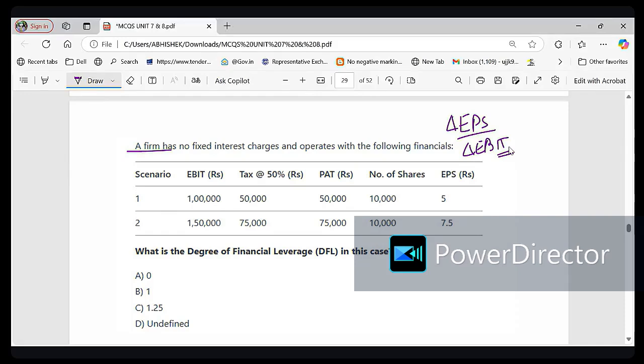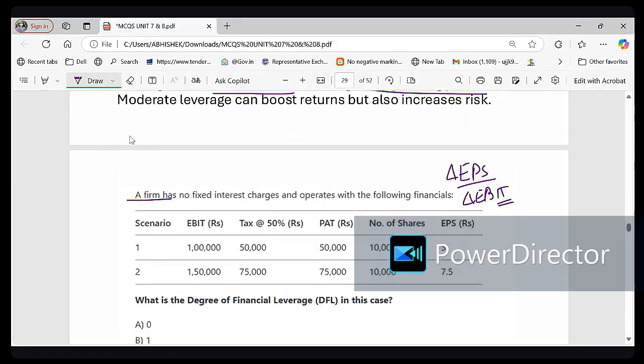This is another formula, that is percentage change in EPS upon percentage change in EBIT. This is another formula for DFL. It tells us how much the EPS changes when EBIT changes, right? So if your business has, try to understand this, very, very important. Suppose a business has no loan and has no interest to pay.